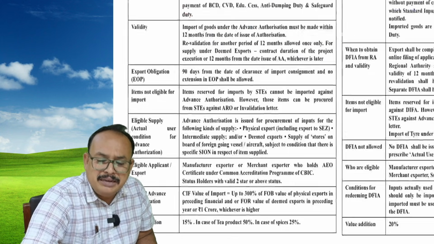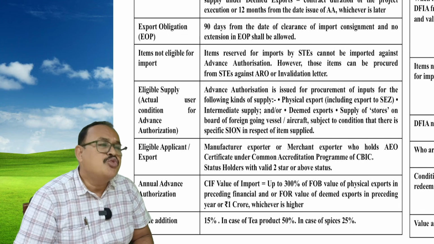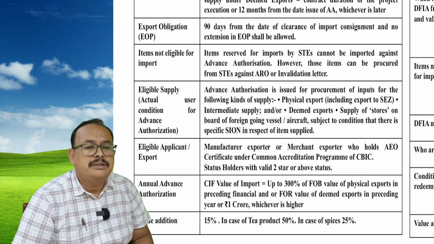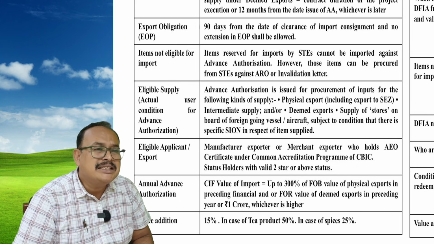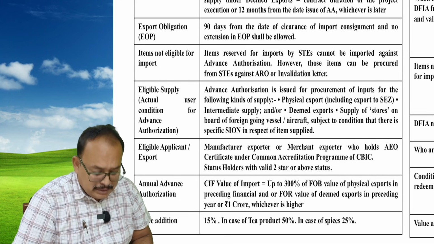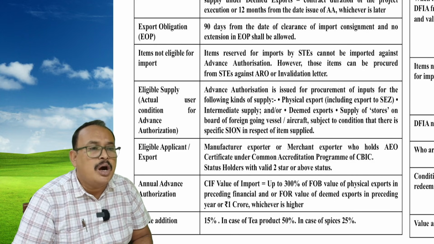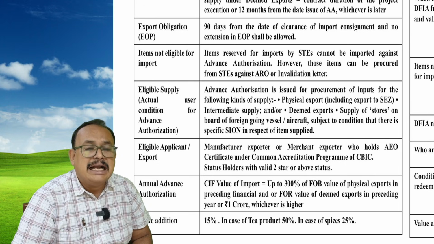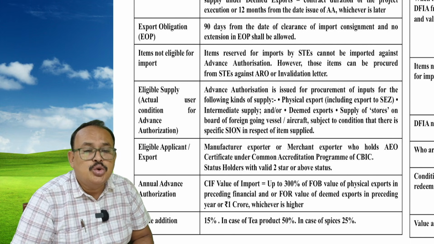Here, who are the manufacturers eligible for this particular advance authorization? Eligibility: manufacturer exporter, merchant exporter who holds an AEO, authorized economic operator certificate, under the customs accreditation program, or the star exporters, status holders with a valid 2-star and above.